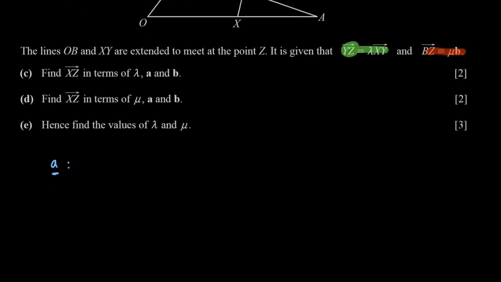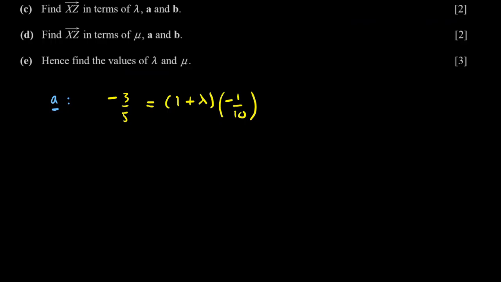So how can we write this? We've got minus 3/5 is equal to (1 plus lambda) times minus 1/10. So what we're going to do is times both sides by minus 10, so that's going to knock off the negative signs. And it means that this thing is going to become 6, right? Because 3/5 times 10 is 6, is equal to 1 plus lambda. And therefore, lambda is just equal to 5.